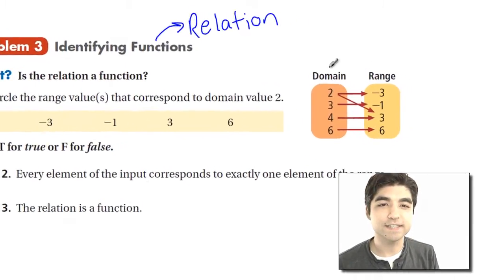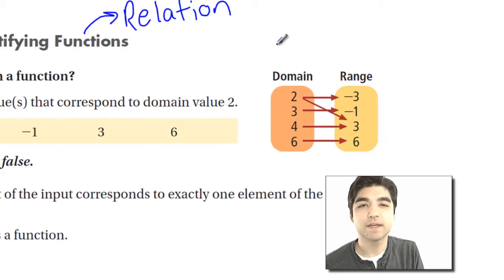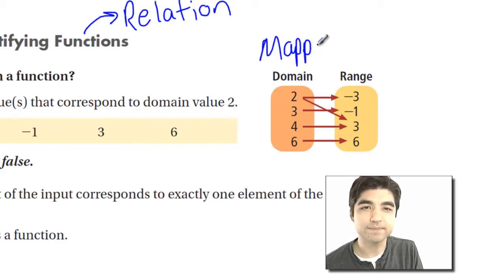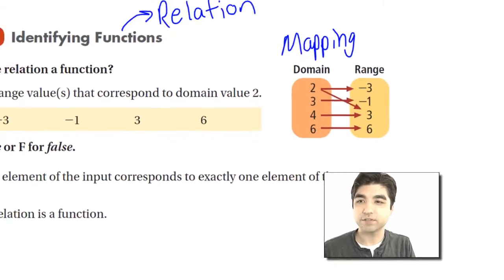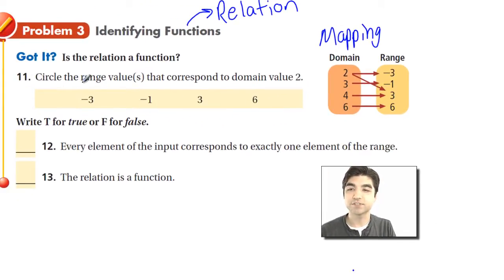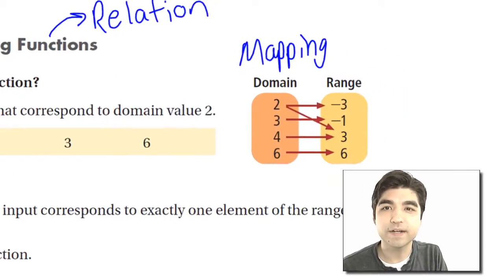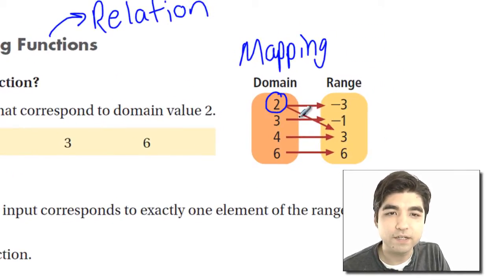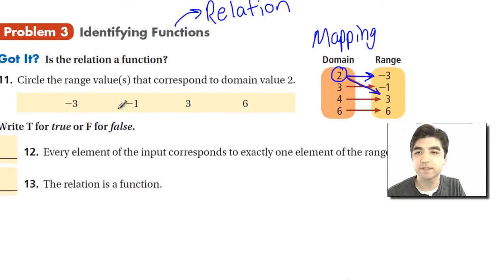So let's look at this diagram right here. So remember, this is a mapping diagram, and it's mapping some domain values to some range values. So in number 11 here, it wants us to circle the range of values that correspond to the domain value of 2. And if we look at the domain value of 2 right here, we see that it's mapped to, oh my goodness, the 3 and the -3. So it's mapped to -3 and 3.